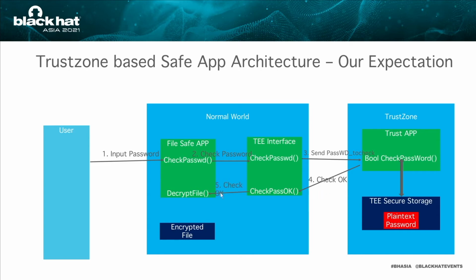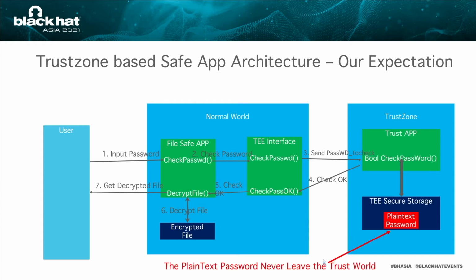Step 5. If the check is OK, the TE interface will send the message to the failsafe app. Step 6. The failsafe app will use the input password to decrypt the file and display it to the user. Step 7. The user gets the decrypted file. So the plaintext password never leaves the trusted world.